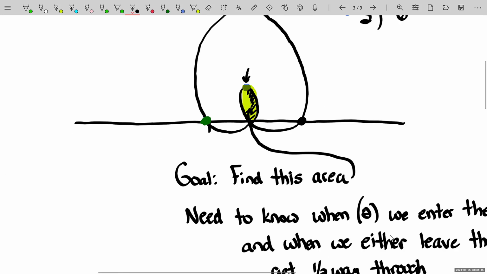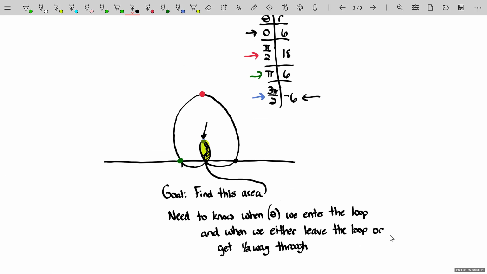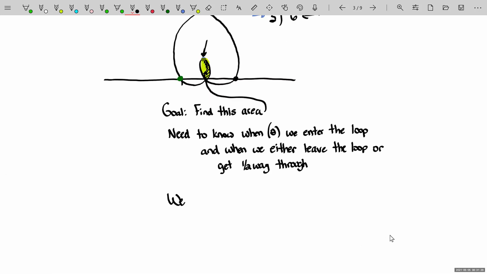But we happen to know that that point happened when we were facing an angle of 3 pi over 2. So I happen to know when we're halfway through that loop. Let's find out when we enter the loop. We enter the loop when we're dropping a rock at our feet, basically.